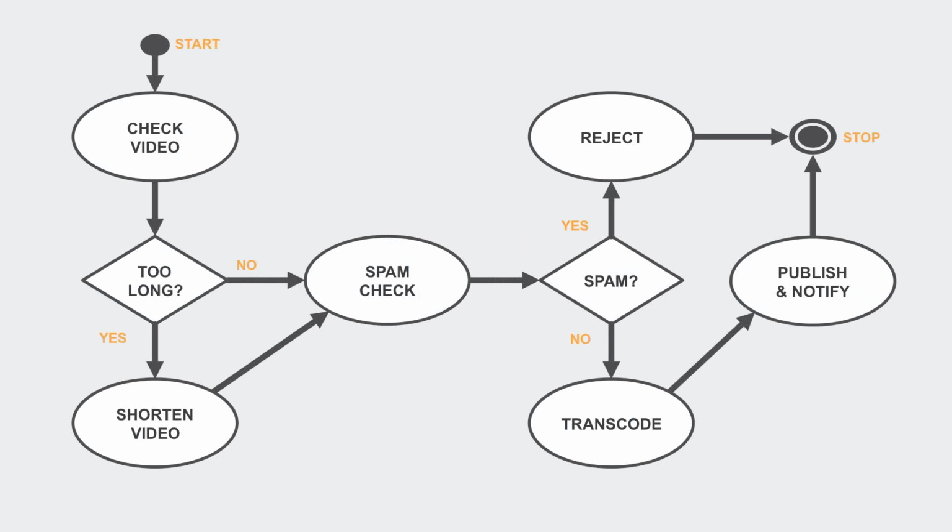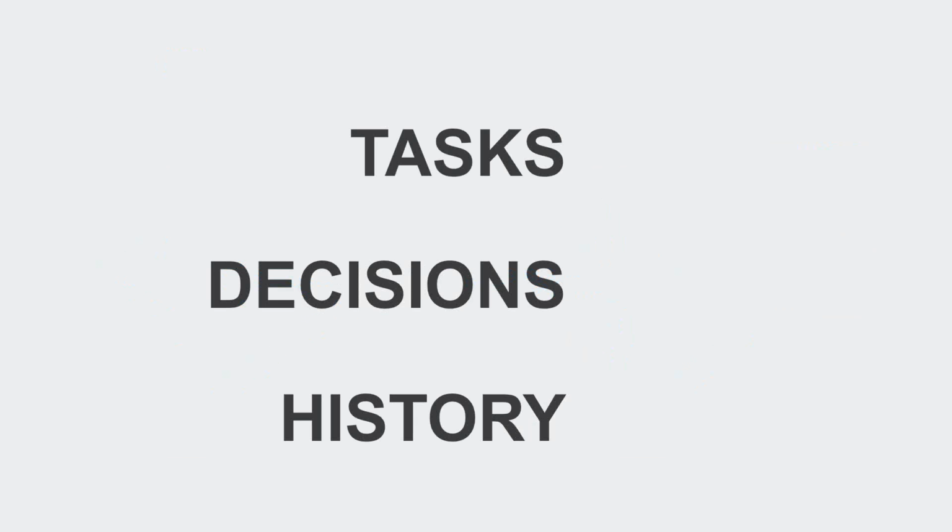So here's that workflow. We've got two components to this workflow if we look at it, right? We've got activities and steps. So this is the actual work: check the video, shorten the video, check for spam, reject, transcode, publish, and notify. And then we have a couple of decisions involved in that. So we can break this down into tasks, decisions, and history. We're really focusing here on what our business workflow is, not so much on the actual implementation, not so much on the architectural design for the workflow.